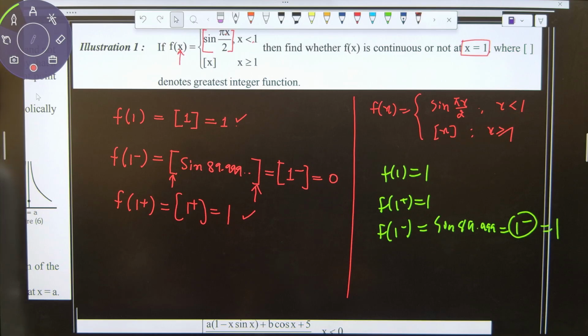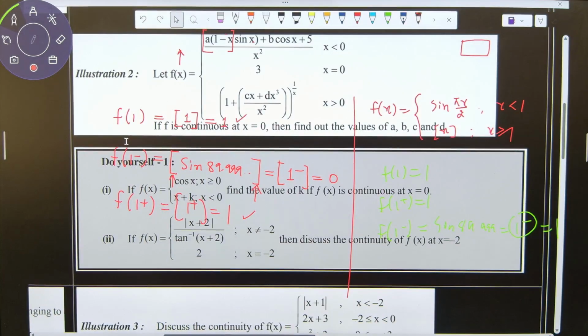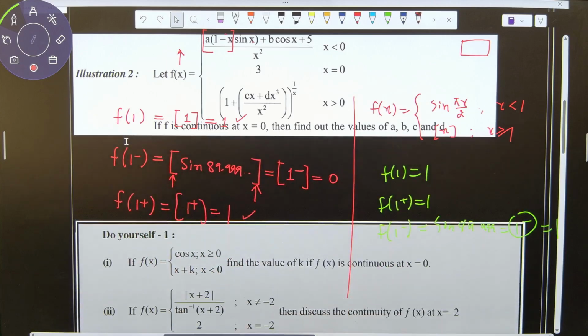Done. Move to next question. Can we move to next question? Those who have done, write this question.